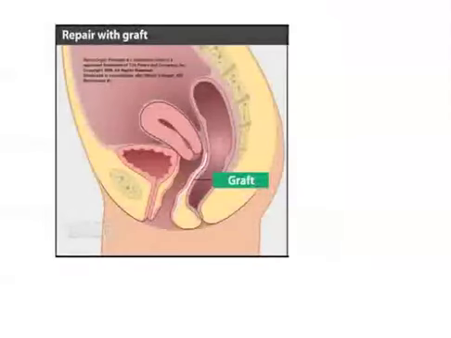Traditional repairs may be performed, but studies have shown that using grafts has a much better long-term success when it comes to the treatment of a rectocele. A graft can be placed through a very small vaginal incision between the rectum and the vagina, as shown here in white.